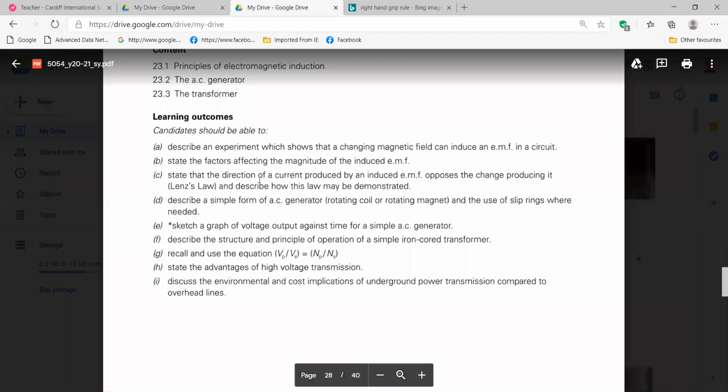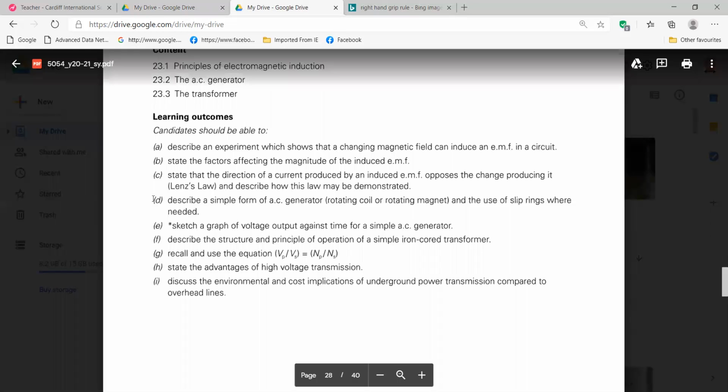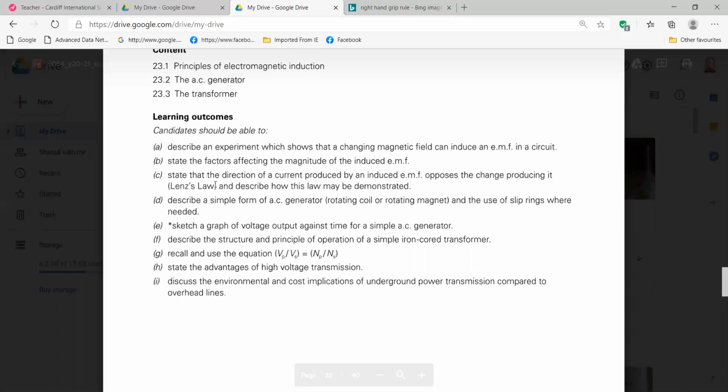Look here. This is the authentic one. I prefer this one because it's in Cambridge. From here you will write the direction of current. You write the heading Lenz's law, then from here you start: the direction of a current produced by an induced EMF opposes the change producing it. Till here you write.